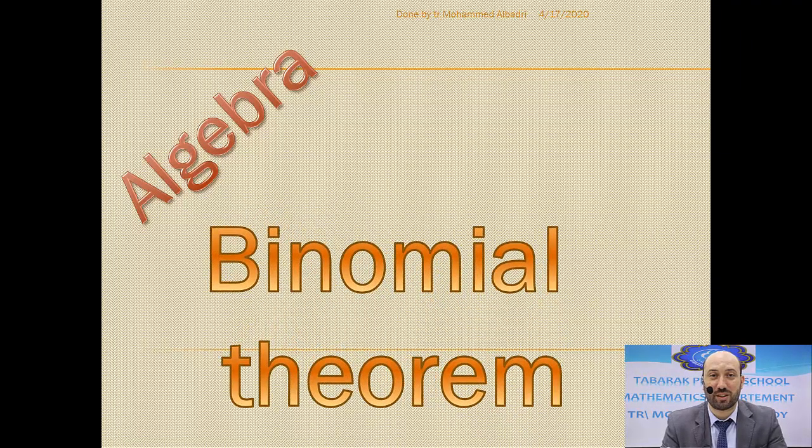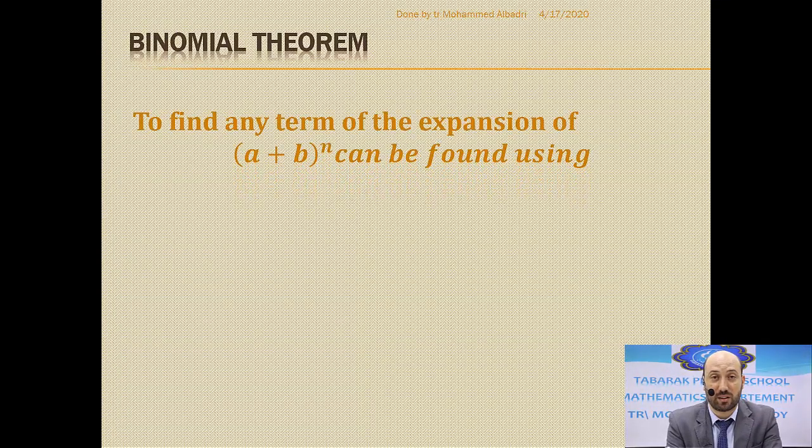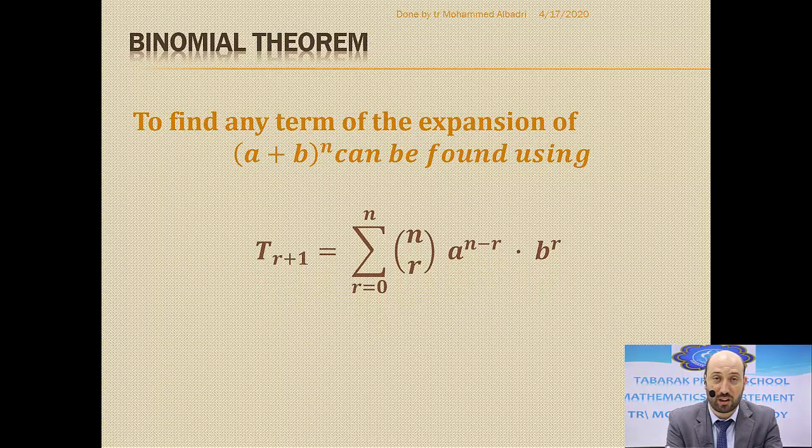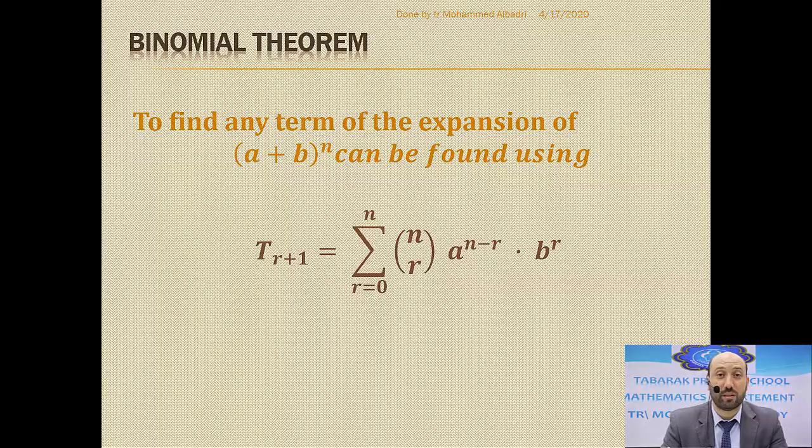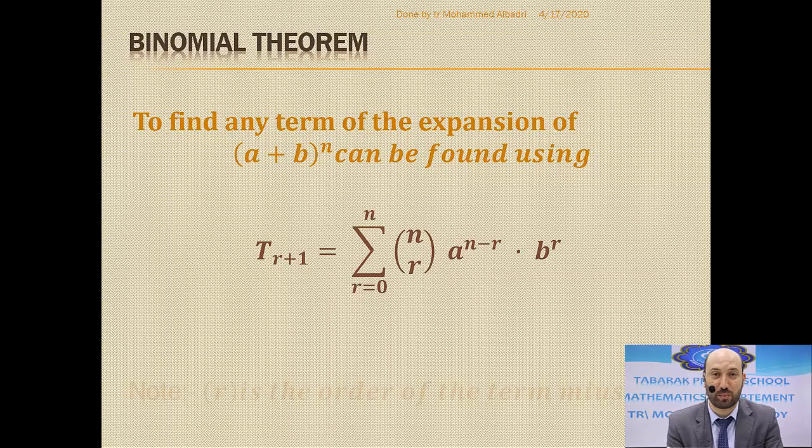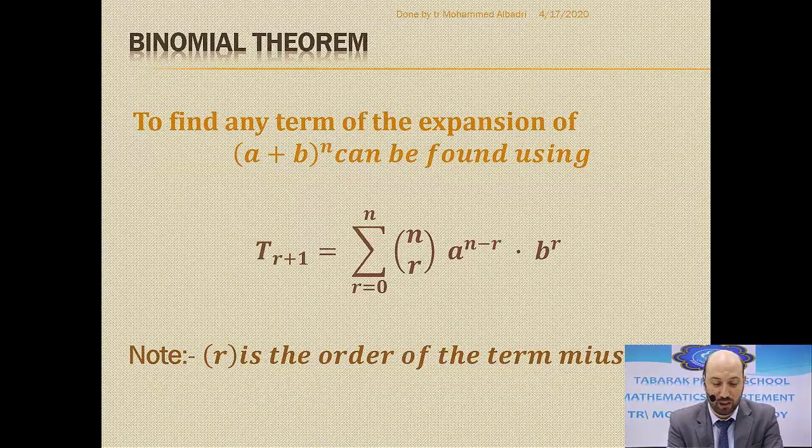And today we are going to study a new lesson in algebra, which is the binomial theorem. Here, how could we find the expansion of a binomial raised to a power? Using the binomial theorem, any term of the expansion of (a plus b) power n can be found using the formula T(r+1) equals n choose r times a power n minus r times b power r. So here r is the order of the term minus 1.